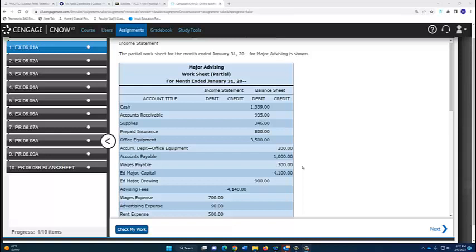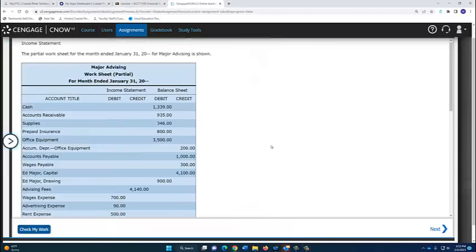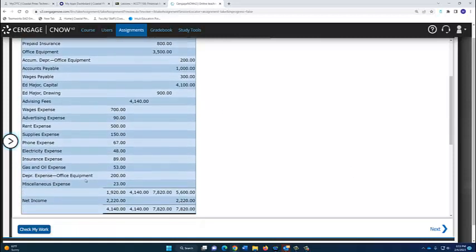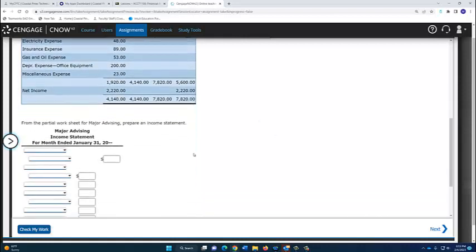In this video, we're going to be reviewing some of the financial statement and closing entry exercises from Chapter 6. We'll start with Exercise 1, where we are going to use the worksheet to complete an income statement. So obviously, we're going to use the income statement column to pull our figures from for the income statement.